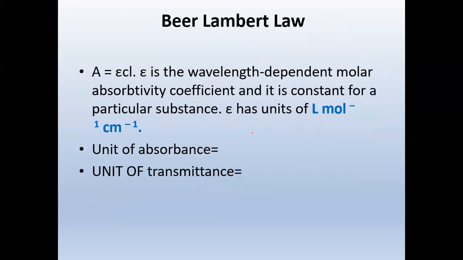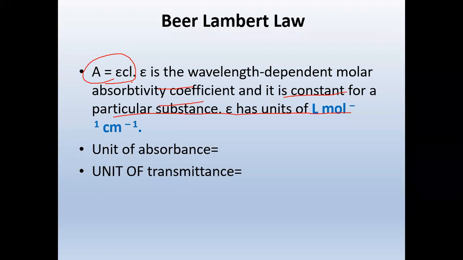Further, let's talk about some part of Beer-Lambert's law. Beer-Lambert's law is an important concept in the part where we discuss transmittance and absorbance and all these things. So absorbance can be written as A is equal to ECL, where E is the wavelength dependent molar absorptivity coefficient, and it is a constant for a particular substance. So E has units of liter per mole per centimeter.